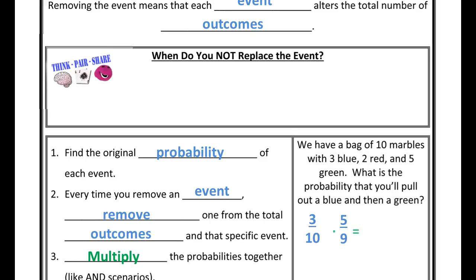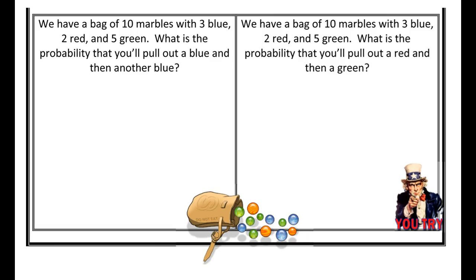So now I'm going to multiply the probabilities together. 3 times 5 is 15. 10 times 9 is 90. Then I'm going to simplify as always. So I'm going to find the factors of my smallest number. Divide top and bottom by 15. I get 1 in 6. It's a 1 in 6 probability that I'll pull out a blue, then pull out a green. So remember, the only big difference here is that the outcomes and events can change. We're still multiplying. Let's try a problem together.